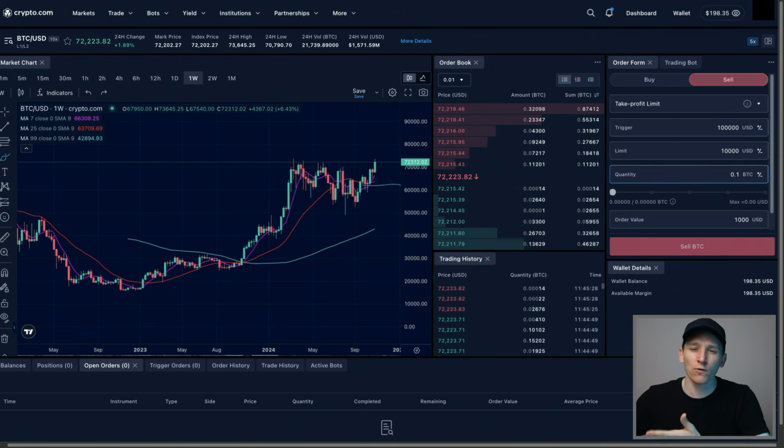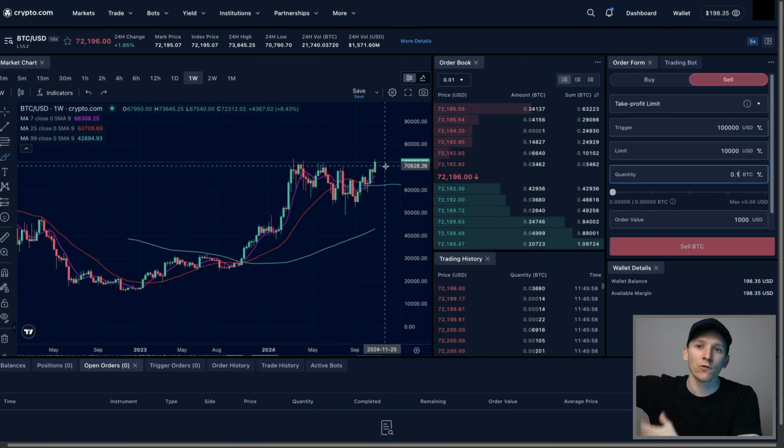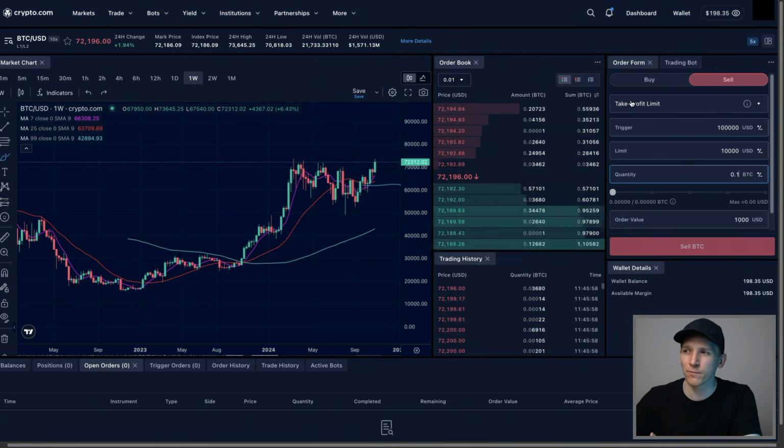Now, there's no real reason for this order actually, because if you do have Bitcoin and you want to sell higher, you can just use a limit order, right? Because the price is 72, your limit order is 100, that makes sense to sell. So this take profit limit is in here. It's not going to be useful if you actually have the asset and you want to sell higher, right?